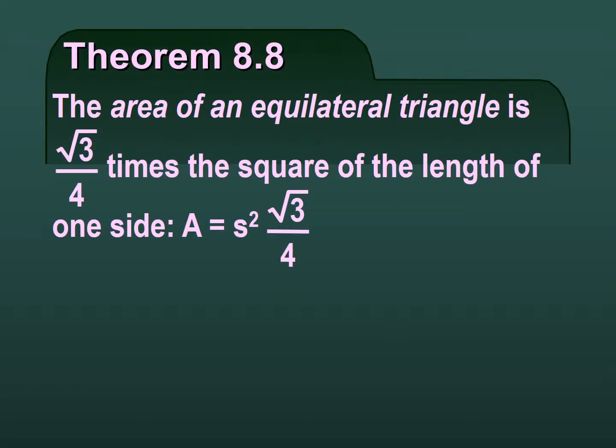Alright, so now we have a formula for the area of an equilateral triangle. So remember, equilateral means that all sides are the same. So the formula is the square root of 3 over 4 times the square of the length of one side. And it doesn't matter what side because all the sides should be the same since it's an equilateral triangle. So you have this formula here: area is equal to one of the sides squared times the square root of 3 over 4.